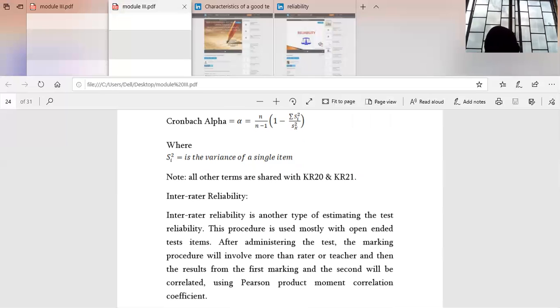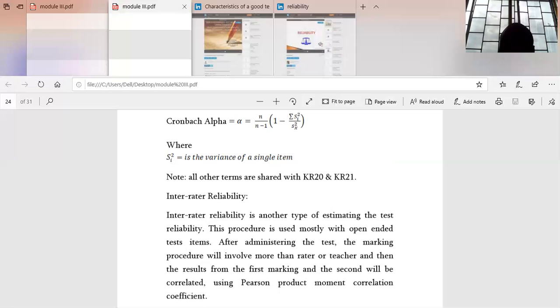This procedure is used mostly with open-ended test items. After administering the test, the marking procedure will involve more than one reader or teacher, and then the results from the first marking and the second will be correlated using the Pearson product moment correlation coefficient. That's okay. You are giving them an open and subjective test, and you take the results together.